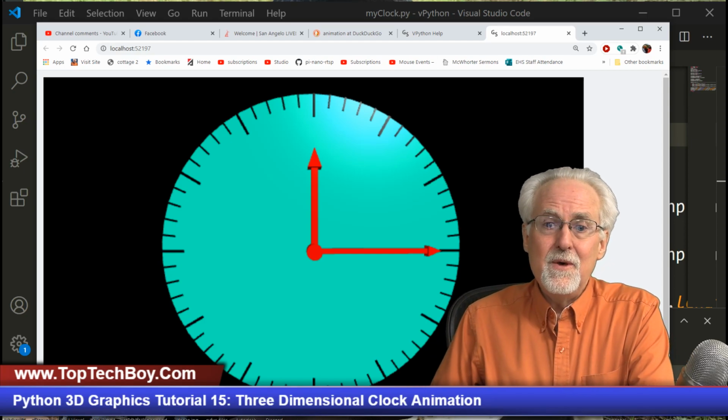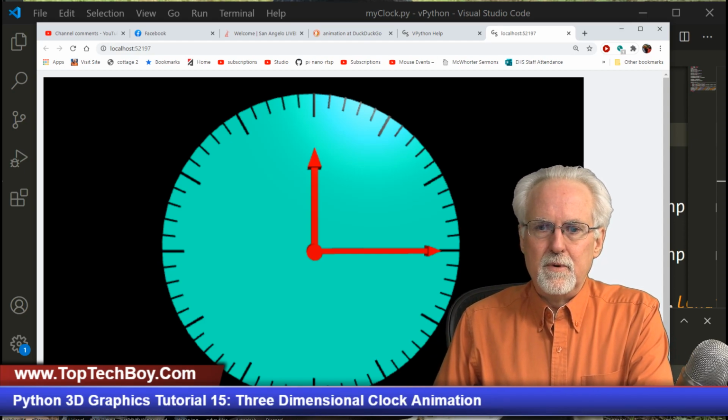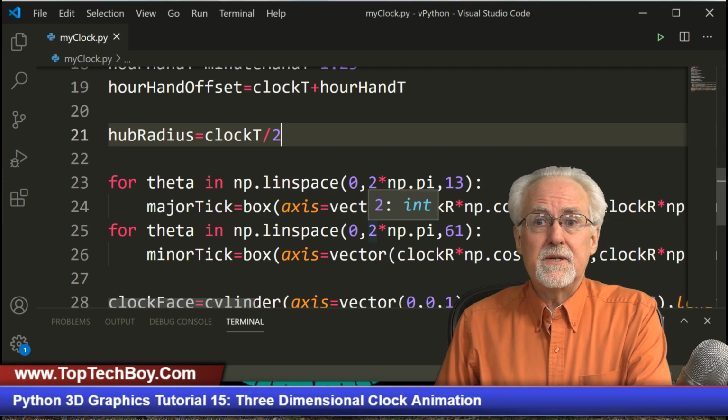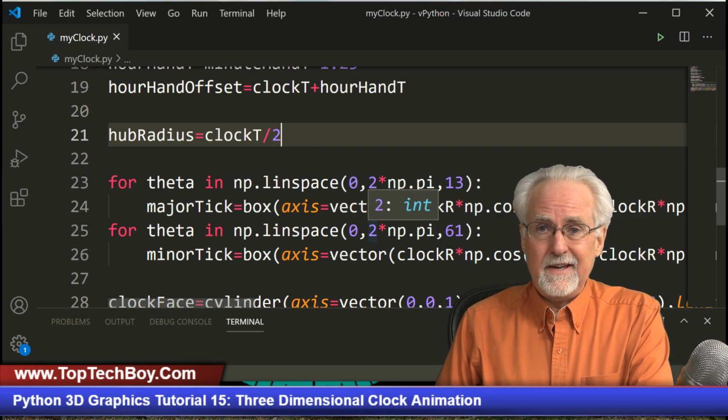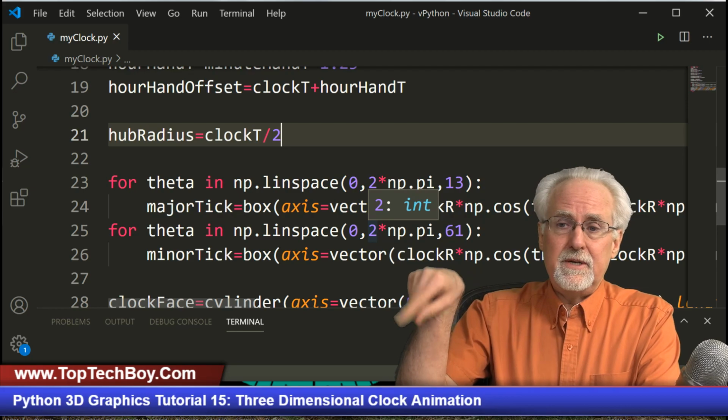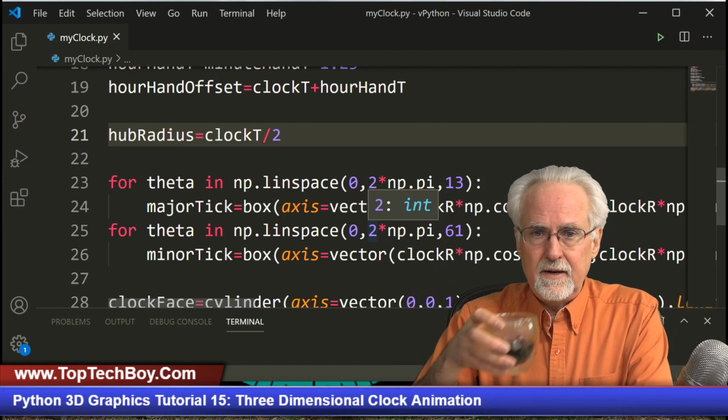So now we've got to think about them moving, okay? And so they are going to be moving in an angle, right? We are going to be changing the direction in an angle.